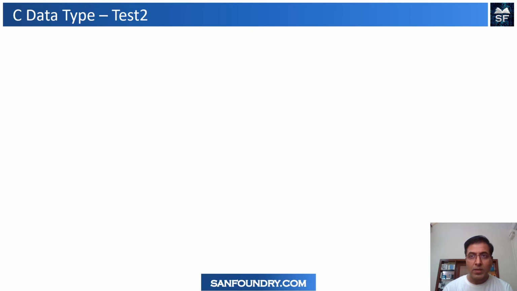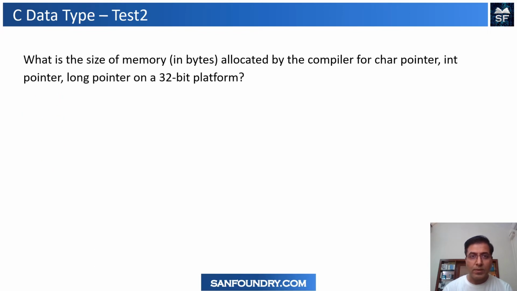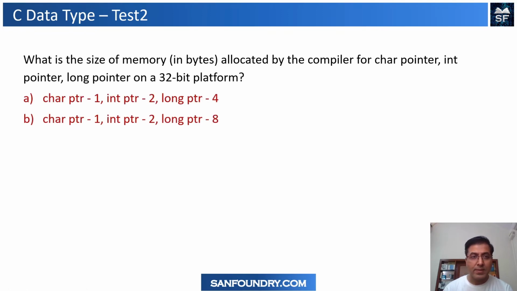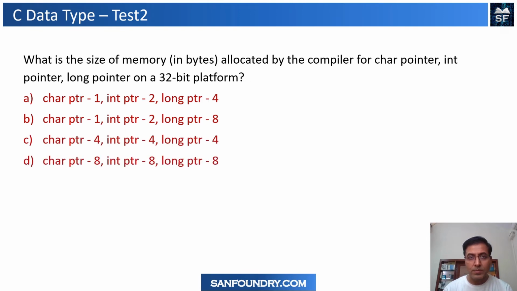So let's look into another interesting question. What is the size of memory allocated in bytes by the compiler for character pointer, integer pointer, and long pointer on a 32-bit platform? Here I'm introducing the concept of a platform, a 32-bit platform. We have four choices. You can pause and then unpause. The answer is C. We will explain later why the answer is C.